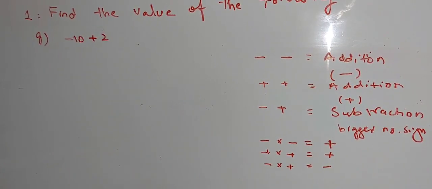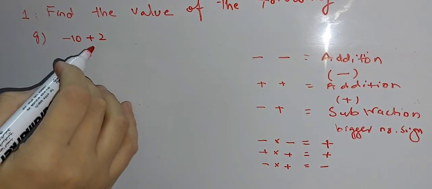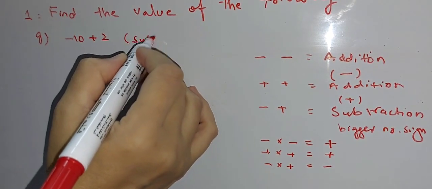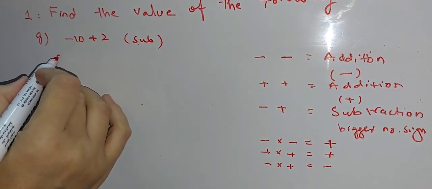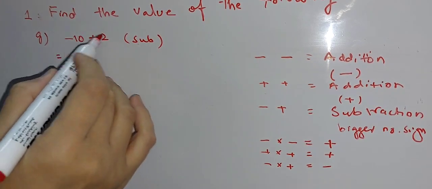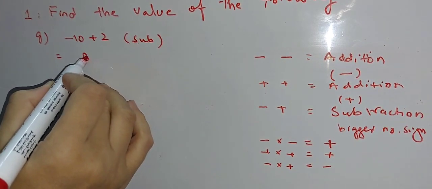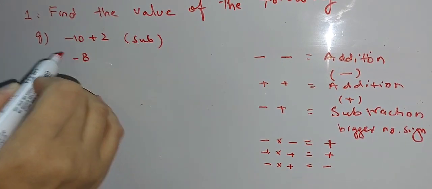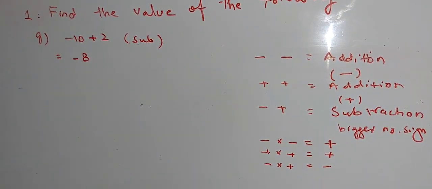Part G is minus 10 plus 2. So simple: minus 10 plus 2, opposite signs, so we will go for subtraction. Then we will subtract, 10 minus 2, 8. So which is the bigger number? 10, with minus, so we will write minus here. Minus 8 is the answer.